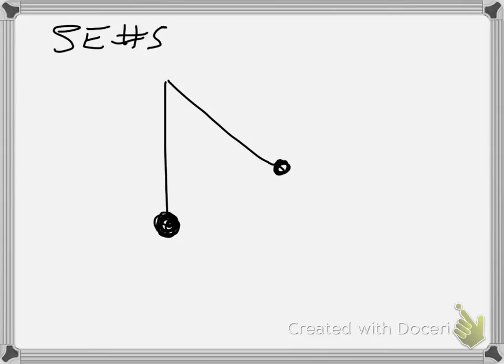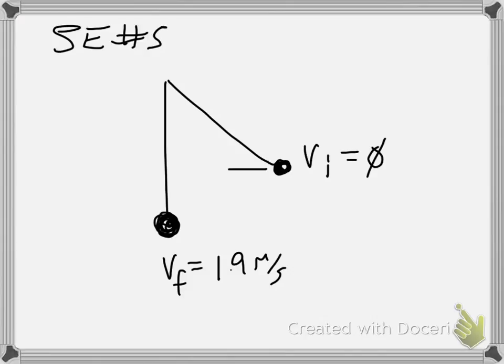So for 5E, number 5, we haven't really talked about pendulum bobs yet, but a pendulum bob is just a mass on a string attached to something. So for this mass on this string, if we're considering the bottom of the arc as far as it can fall, that's your arbitrary 0. So if we say that at this point VF equals 1.9 meters per second, and here VI equals 0, we're just solving for the height.